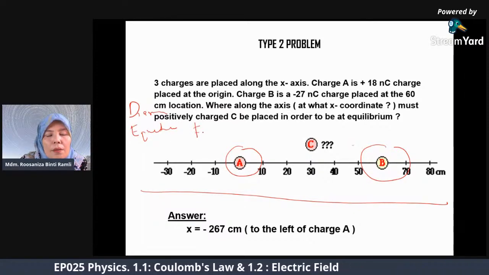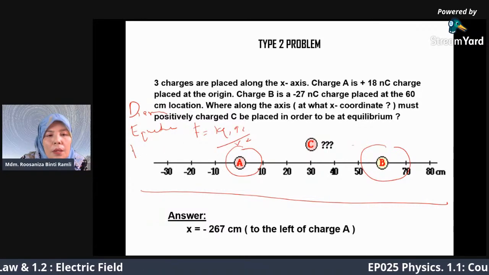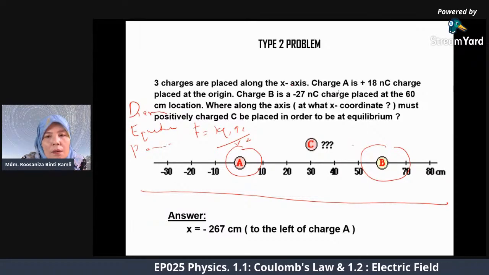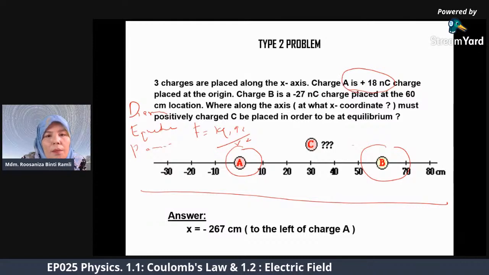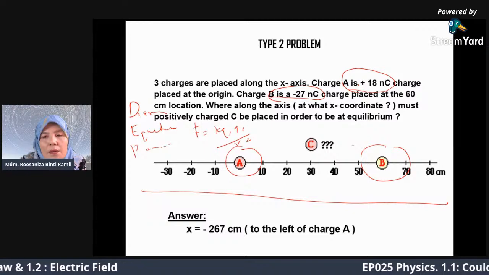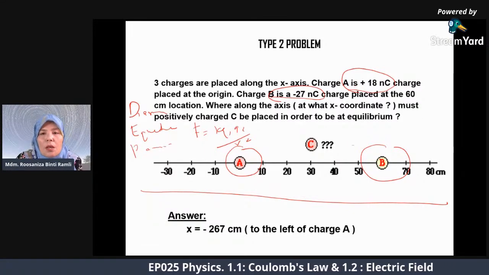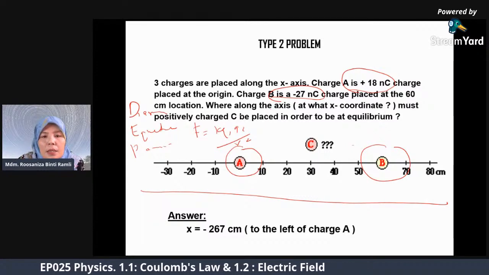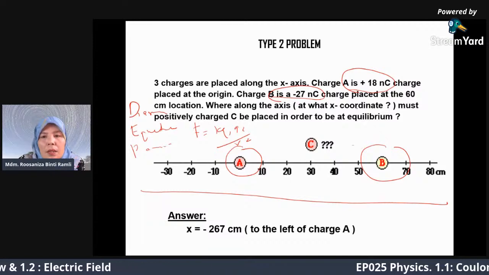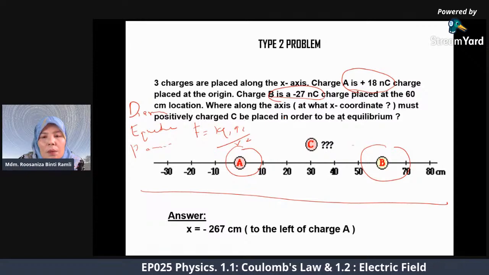Then second, you have to write down the equation: F is equal to k Q1 Q2 over r squared. And then list the parameters or the values. The value of charge A is 18 nanocoulomb and charge B is negative. The sign of the charge is very important. Why? Because we have to know the direction of the force. Charge B is placed at the 60 centimeter location along the x-axis. At what x coordinate must positive charge C be placed in order to be in equilibrium?